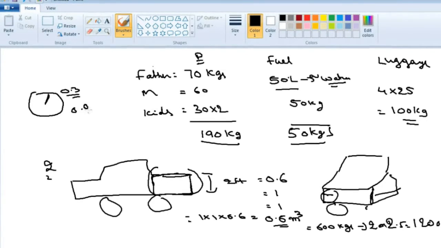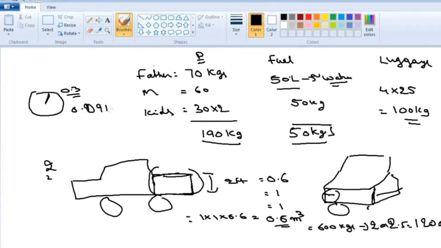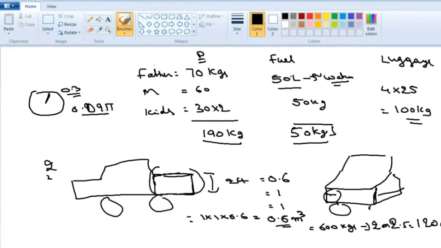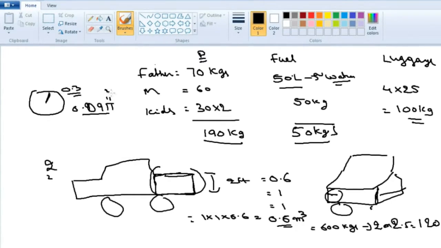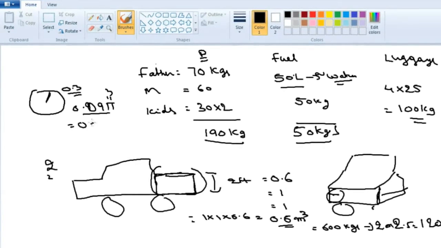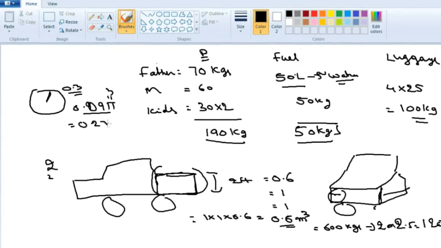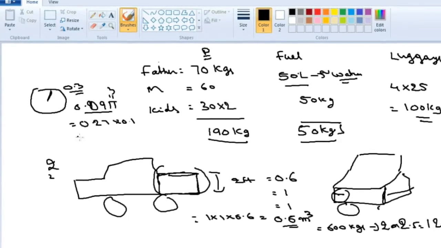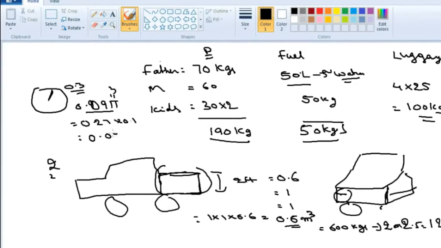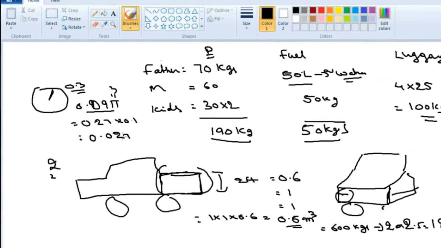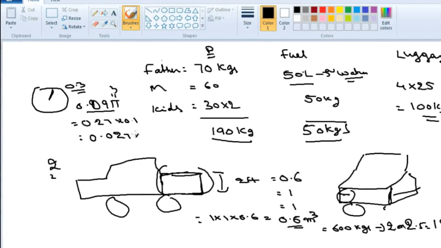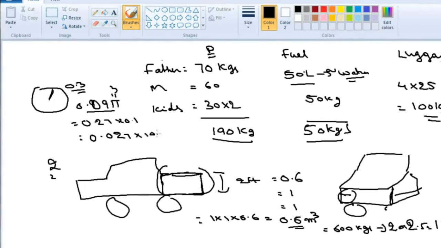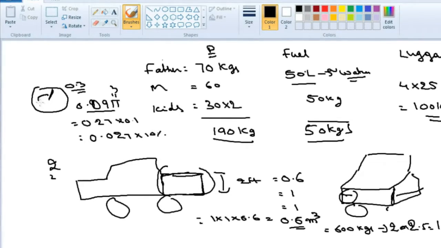So 0.09 pi. That is the thing. Pi, if I approximate it to be 3, it is 0.27 meters square, and height 0.1 meters. So my volume is 0.027, but most of it is empty. Only 10% of this actually is filled, because most of the tire is empty.